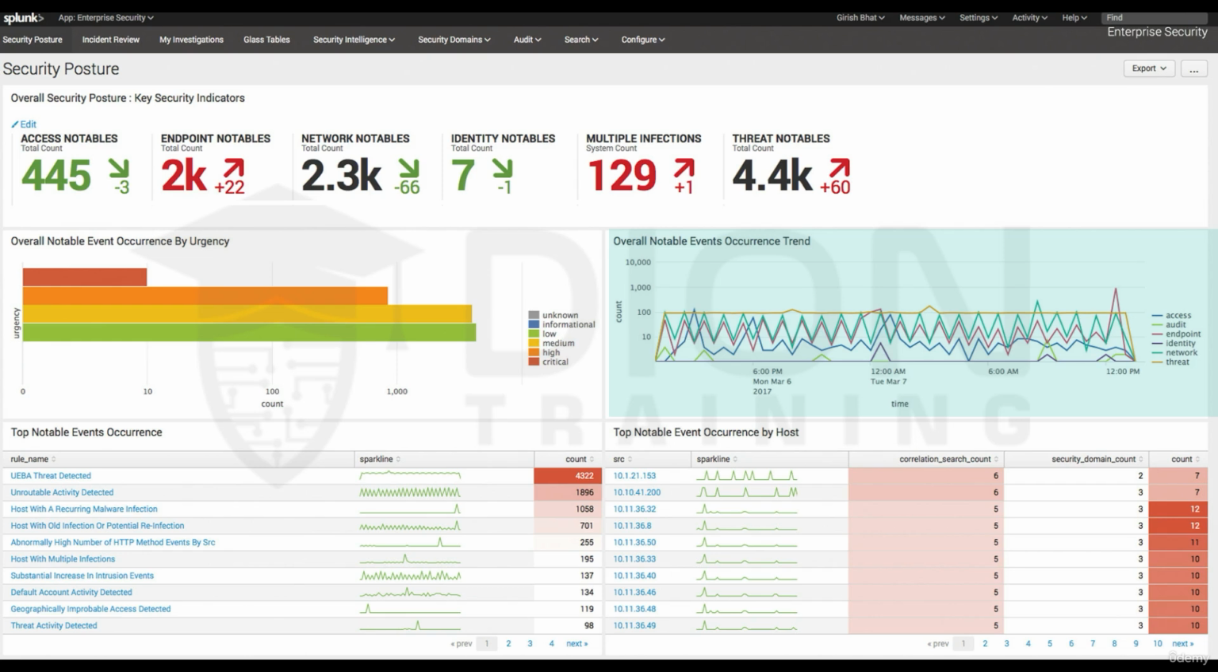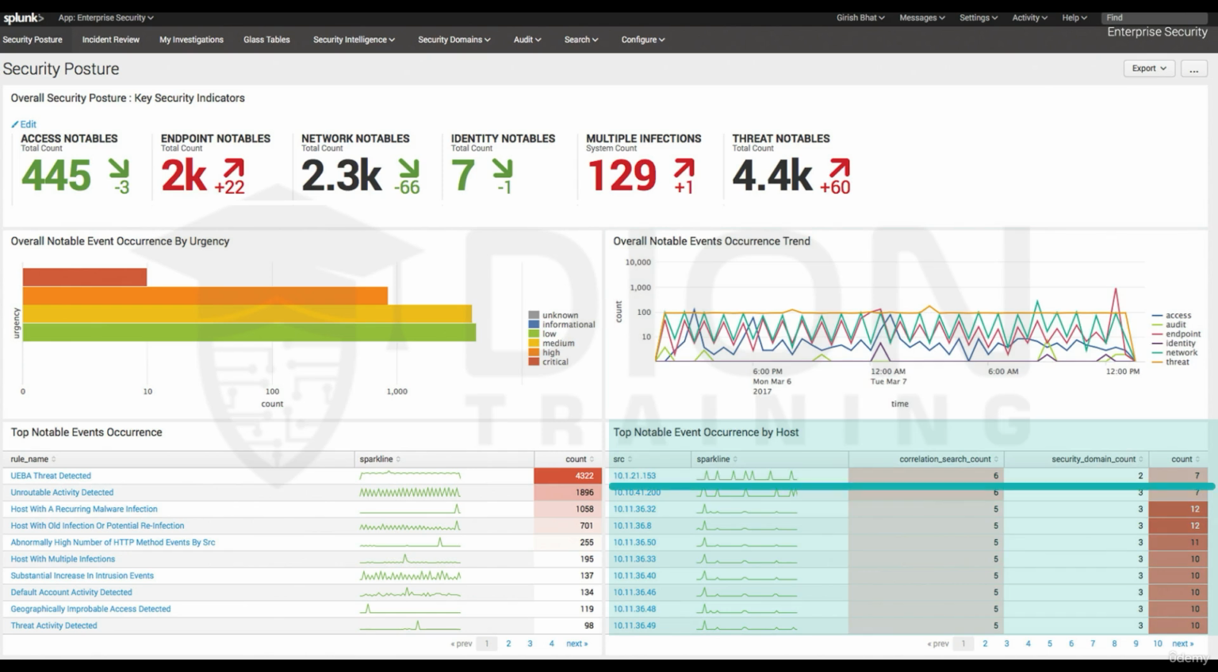Now with all of these, because you're dealing with a dashboard, you can actually click on it and drill down into it. When you look at something in the bottom right, for example, we can see the top notable event occurrence by host, and we can see that the top host there, which is at IP address 10.1.21.153, has quite a few spikes there, which means we actually had 7 different counts that were occurring. So we want to go and look at that machine. If I clicked on that, it would actually drill into that and show me all the different data points we've collected from all of the different systems so we can analyze those.